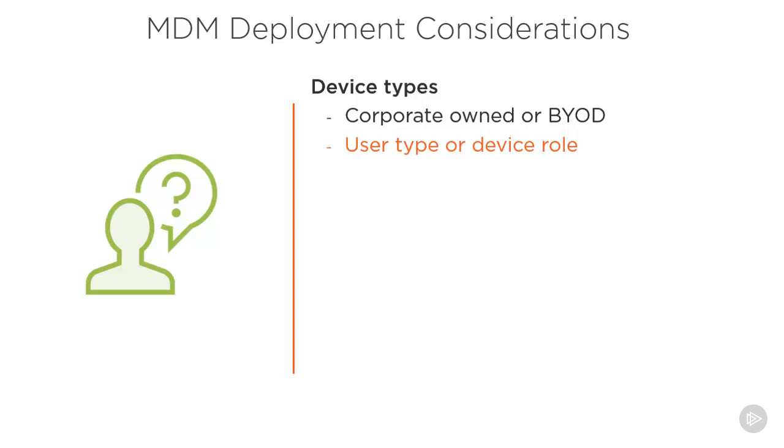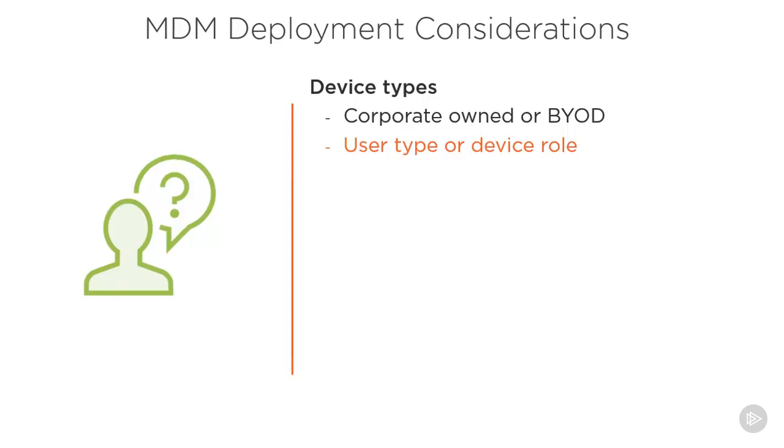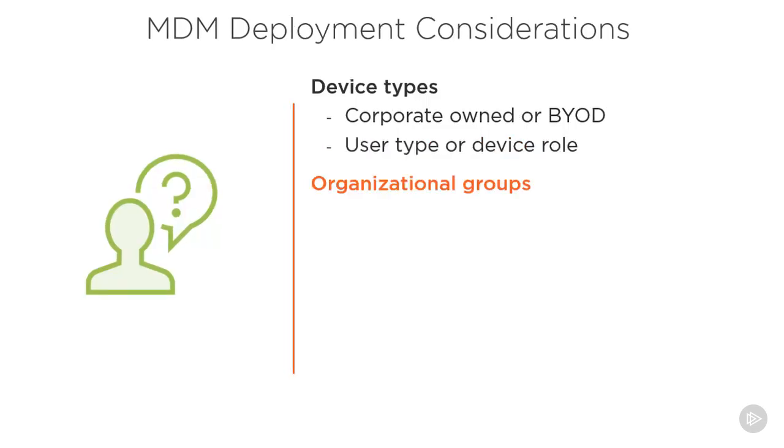So these are part of the considerations when we're looking at MDM deployment: the type of device and the role of the user that the device is going to have when accessing the corporate resources. And when deploying MDM, another thing we need to take into consideration are what are called organizational groups. Let me break this down for you.